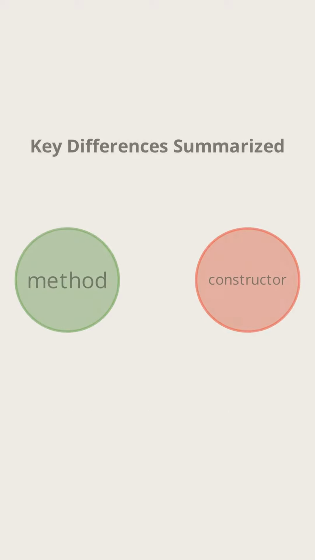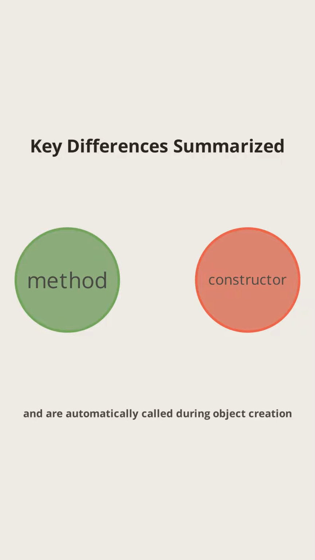To sum up: methods and constructors may look similar, but they play very different roles in Java. Methods are used for performing actions and can be called multiple times, while constructors are only used once when an object is created. Methods have return types and can be called directly, whereas constructors have no return type and are automatically called during object creation. Understanding these differences will help you write clearer, more effective Java code. As you continue learning Java, keep these distinctions in mind. They're foundational to mastering object-oriented programming.